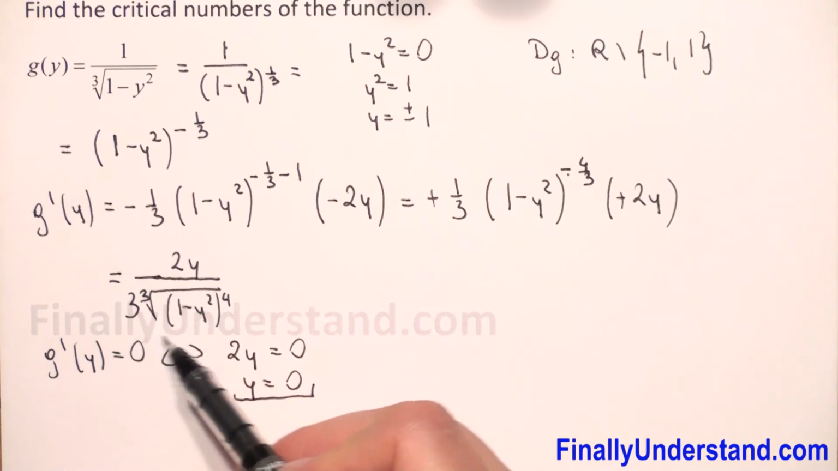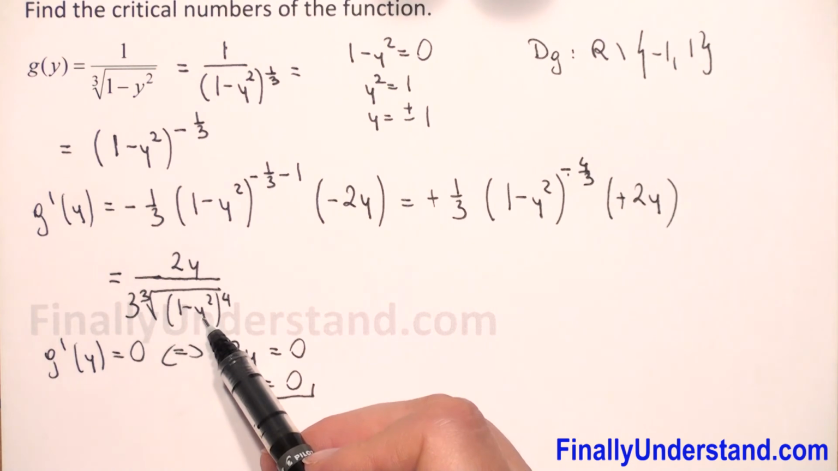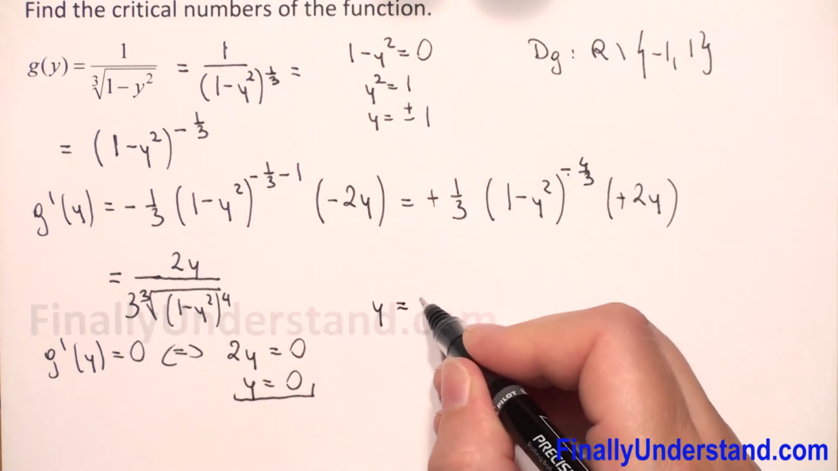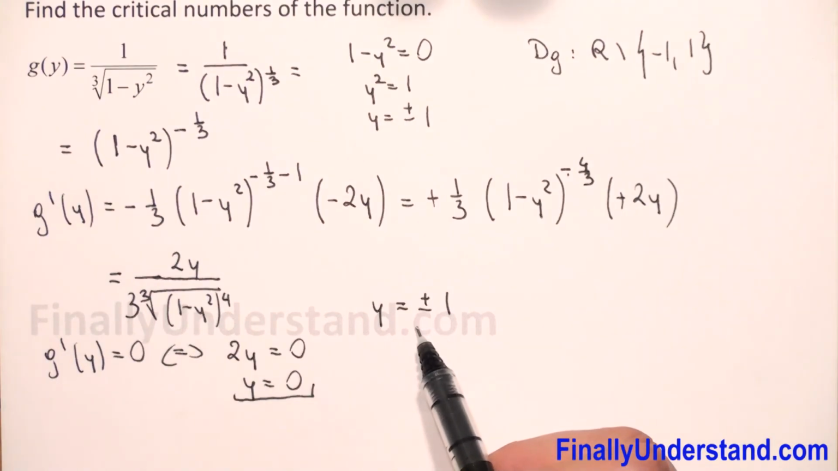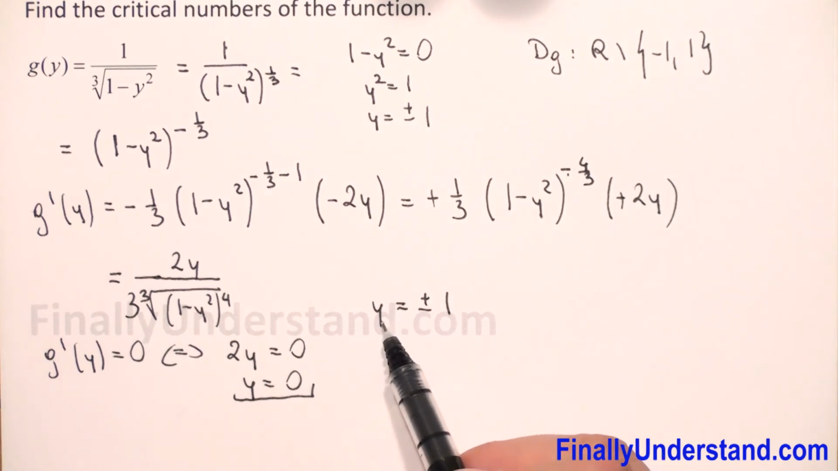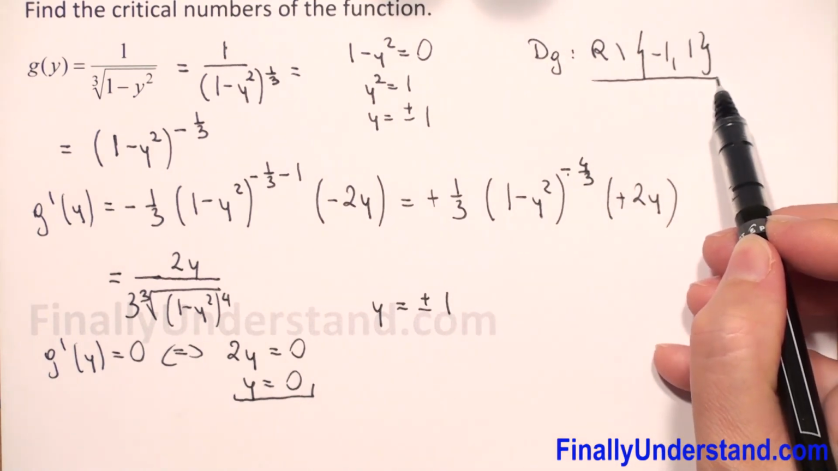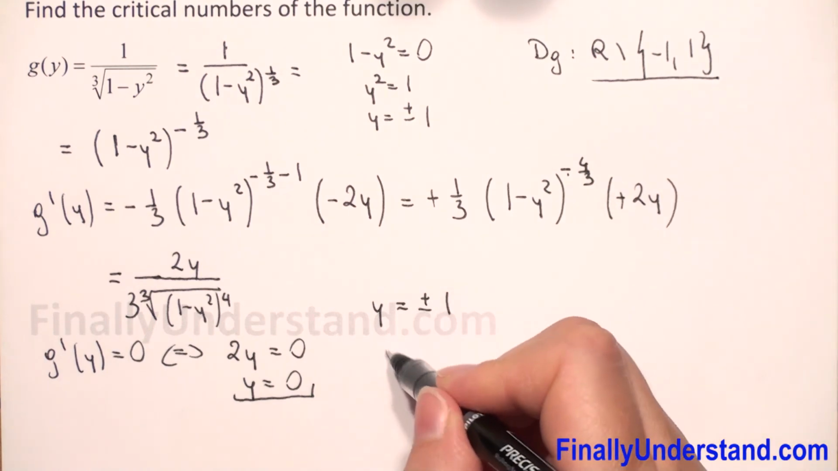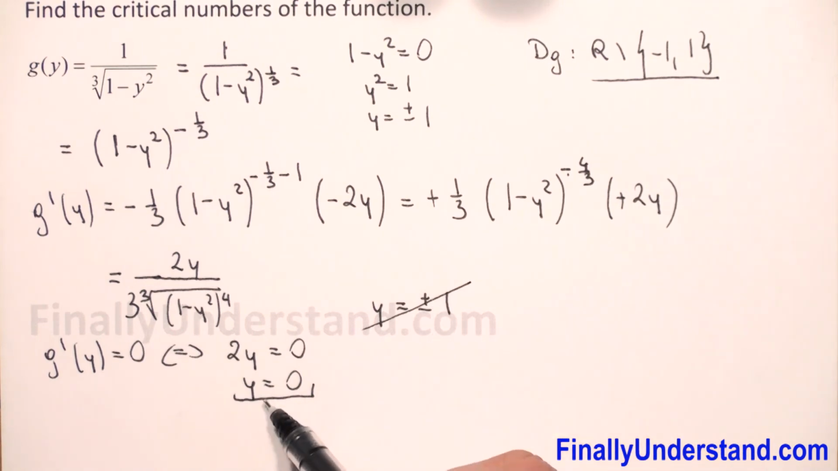Now we have to come back to our function and check when this derivative is not defined. When y equals 1 or negative 1, plus or minus 1. For 1 and negative 1, this denominator will be 0 and we cannot have 0 in the denominator. These numbers can be our critical numbers, but before we say this, we have to check if this positive 1 and negative 1 belong to the domain of our function. No, because we excluded these numbers. So positive 1 and negative 1 cannot be critical numbers. So we have only one critical number, y equals 0. This is my solution.